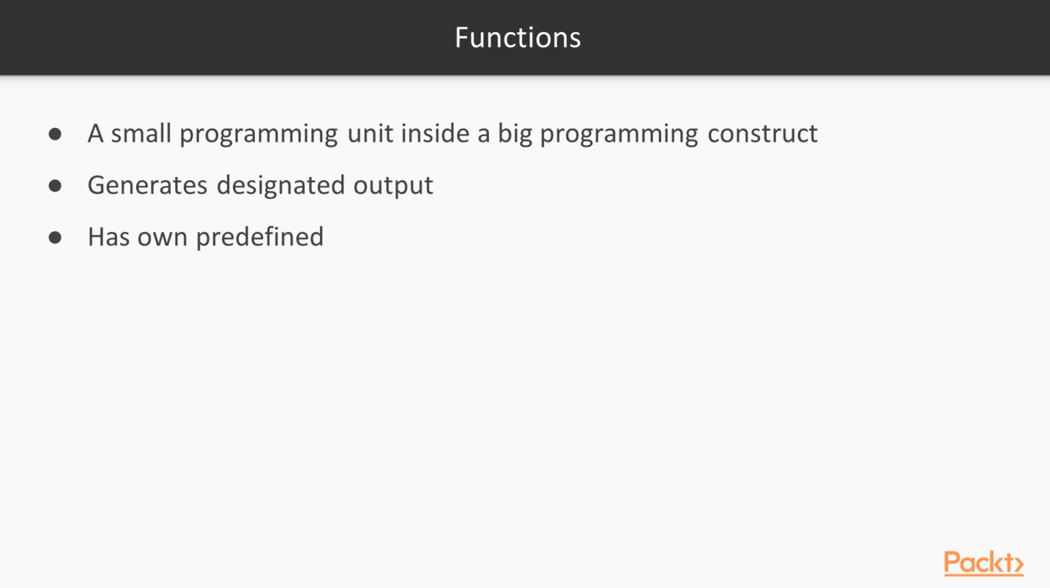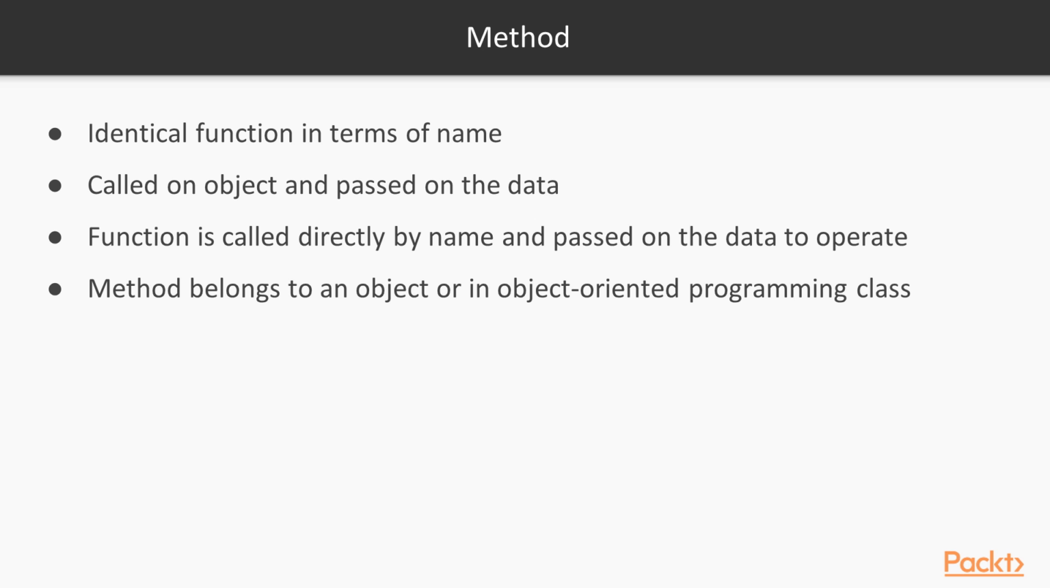Functions in programming language also work in a similar fashion. Each has its own purpose defined. A method is an identical function in terms of the name, except that it is called on the object and passed on the data, whereas a function is called directly by name and passed on the data to operate. A method is something that belongs to an object or an object-oriented programming class which contains the method.